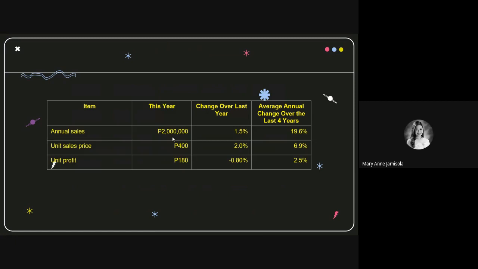So our goal here is to determine what stage of the sales life cycle the product is in. Is it in the introduction stage of the sales life cycle? Is it in the growth stage? Is it in the maturity stage or the decline stage? You may pause the video.